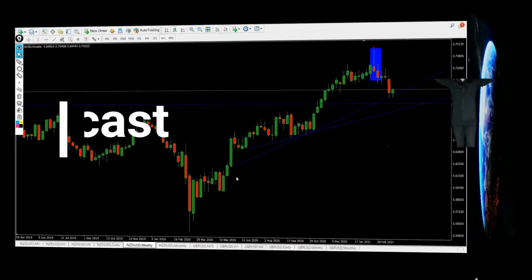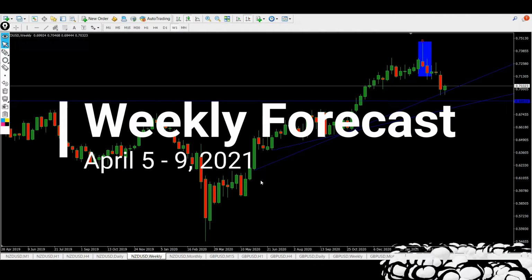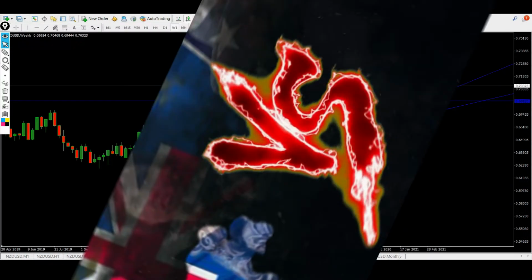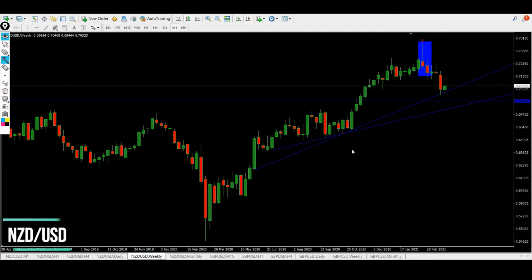Hey guys, this is a weekly forecast for April 5th through the 9th of 2021. Alright, we'll start off with the NZDUSD pair. This is a weekly chart. We'll start off with an overview.